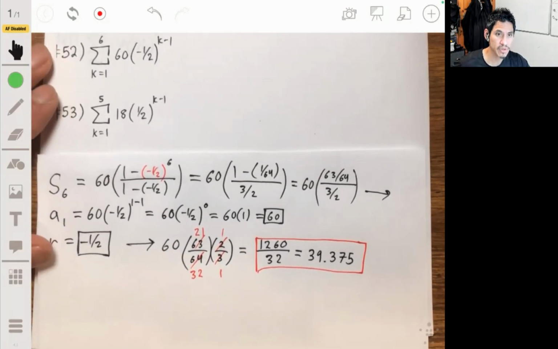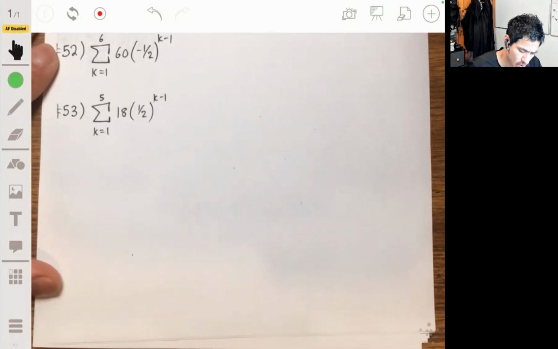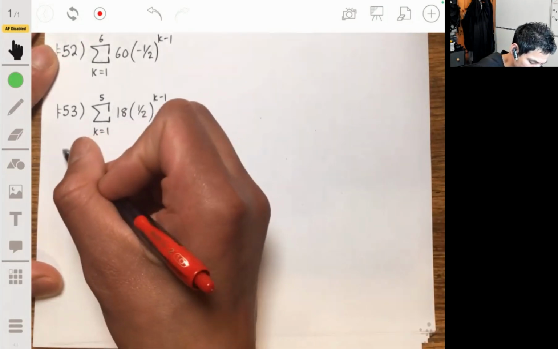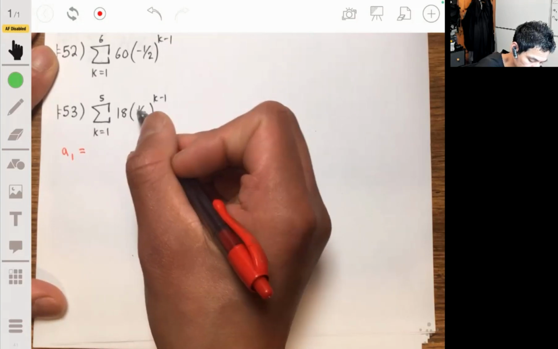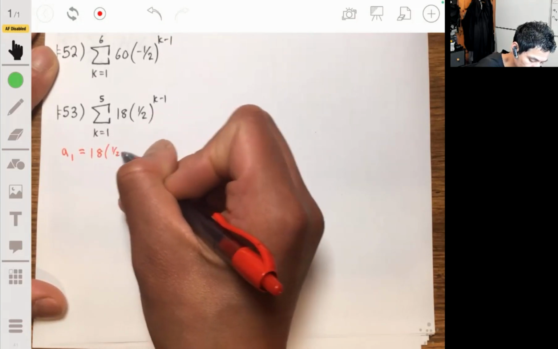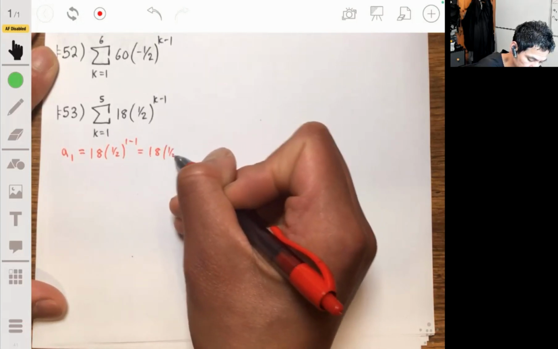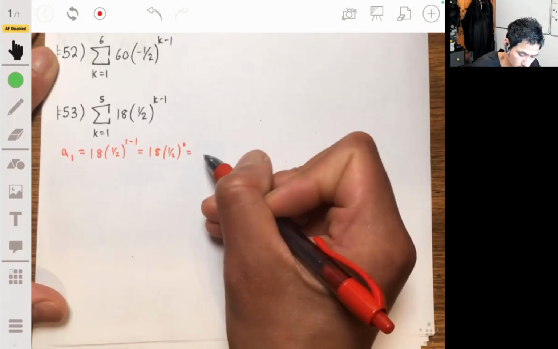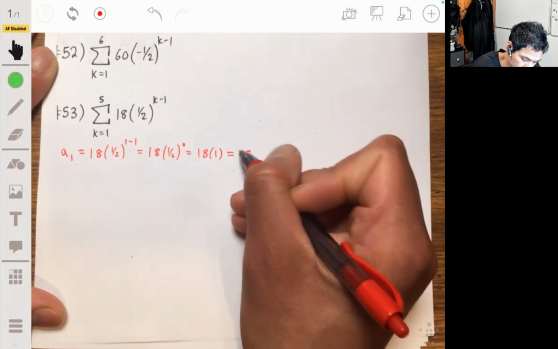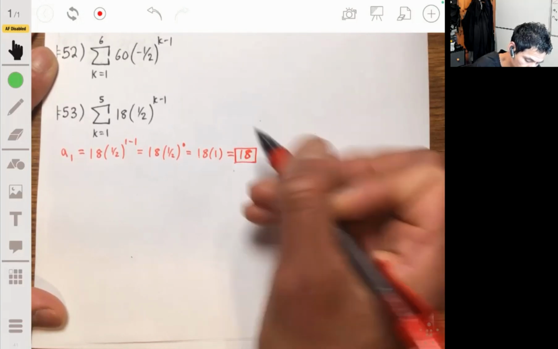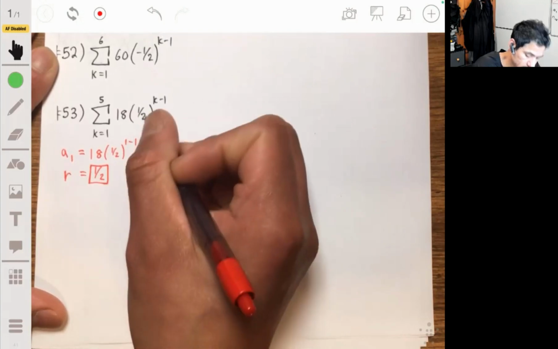All right, last one of these. Guess I can just do it right here. All right, A1 will be 18 times 1/2 to the 1 minus 1, or 18 times 1/2 to the 0, or 18 times 1, which is just going to be 18. R will be 1/2, what's inside that parentheses.